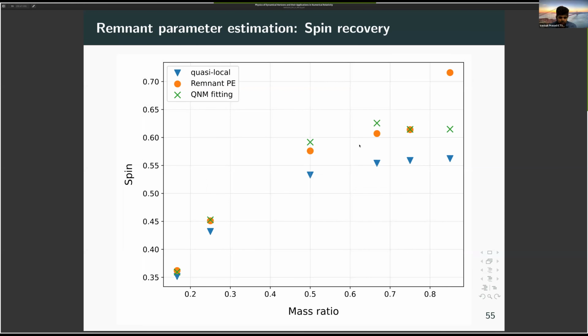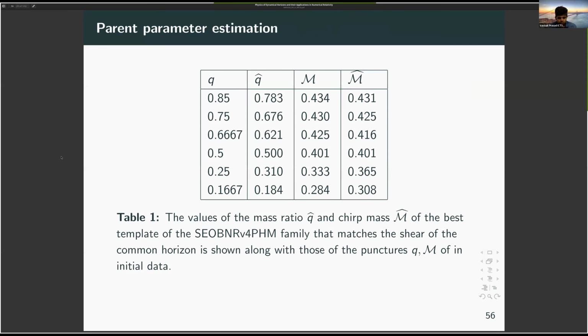Another interesting consequence of this exercise was that you could recover the spin of the final black hole formed using the shear at the dynamical horizon by just carrying out a similar template-based parameter estimation or a best match kind of an exercise and feeding in not the gravitational wave strain at infinity, but the shear at the horizons. We also showed that you could recover the individual masses of the parent non-spinning binary black holes that led to this common horizon.